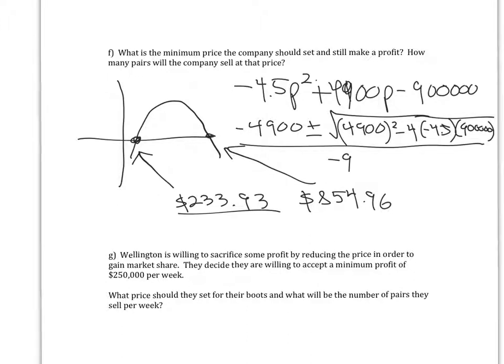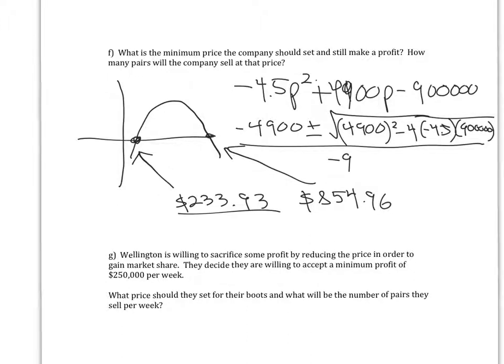And as you recall, the cost function was that it costs $200 to make each pair of boots plus a set amount of money. So we're only selling the boots for $233.93. So we're not going to be able to make much profit if each pair of boots costs us $200 to make.